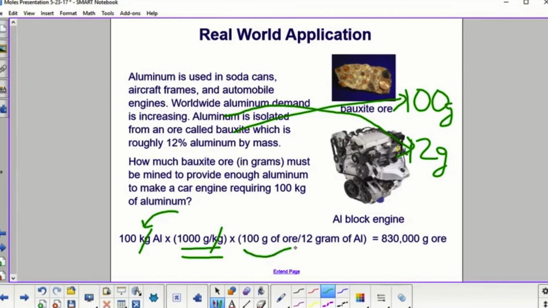And here's the big thing right here. That came from our numbers up here, where we said you need 100 grams of bauxite ore to get 12 grams of aluminum. Now we put it this way so we could have the grams of aluminum, which is in the denominator here, cancel out with the grams of aluminum in the numerator. And that's going to leave us with grams of ore. And when you do the math, you need 830,000 grams of ore to get 100 kilograms of aluminum. And sorry about mixing the grams and kilograms there, but it's good practice.